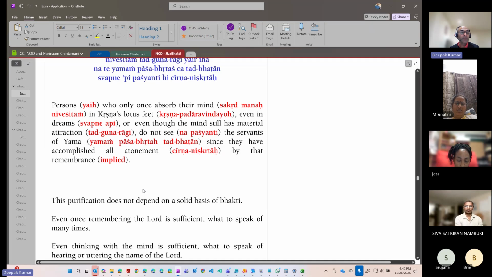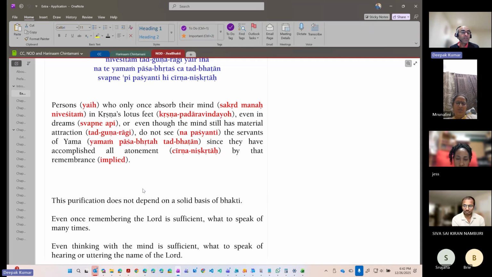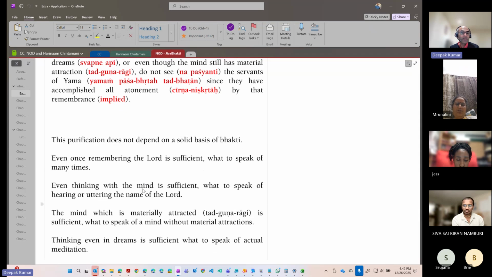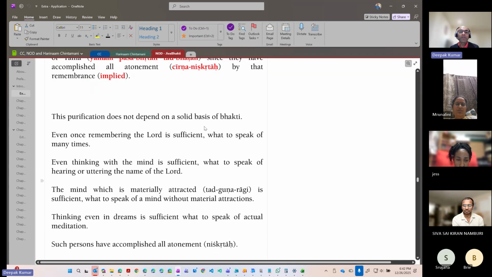Atonement is a lot of process. So the devotee does not worry about the atonement. What they should focus on is the pure desire aspect of the bhakti. So this purification does not depend on a solid basis of bhakti. Even once remembering the Lord is sufficient, what to speak of many times. Even thinking with the mind is sufficient, what to speak of hearing or uttering the name of the Lord.